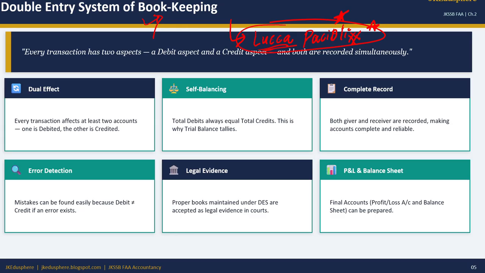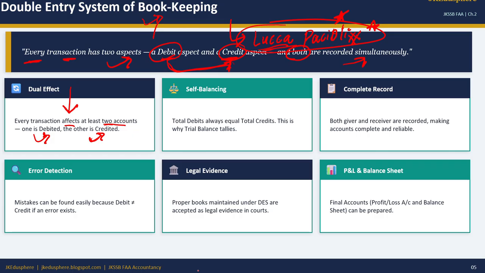Okay, so what is the double entry system? The double entry system is that every transaction has two aspects, a debit and a credit. All right, there'll be a debit aspect and there'll be a credit aspect, and both are recorded simultaneously. There'll be two balanced aspects, the debit aspect and the credit aspect. Okay, now we'll say dual effect. Every transaction affects at least two accounts, and one is debited and one is credited.